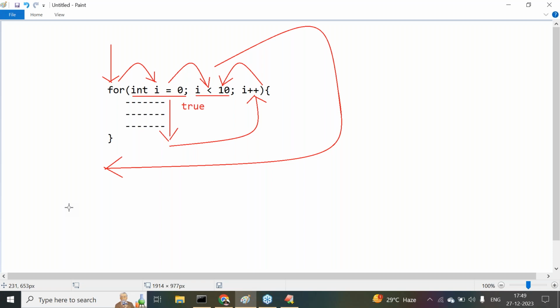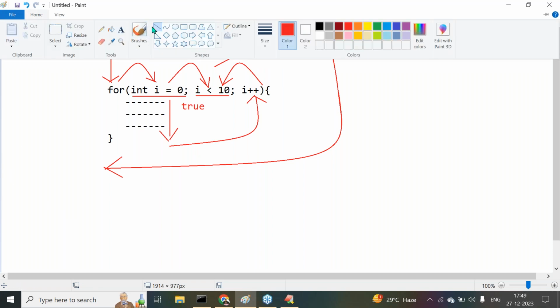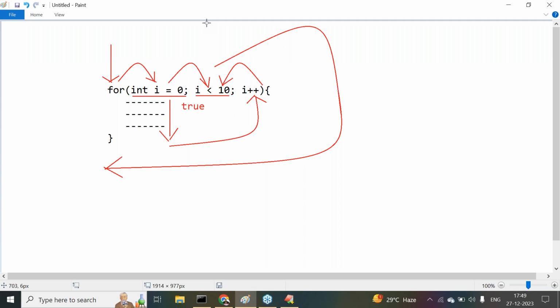Who has provided that information to the JVM internally? Definitely some implementation is available. Somebody has given that information to the JVM; only then is JVM following this internal flow of execution. But who has given this information? Who has provided this total flow of execution to the JVM? The one that provides this flow of execution internally is a predefined word. What is that predefined word?